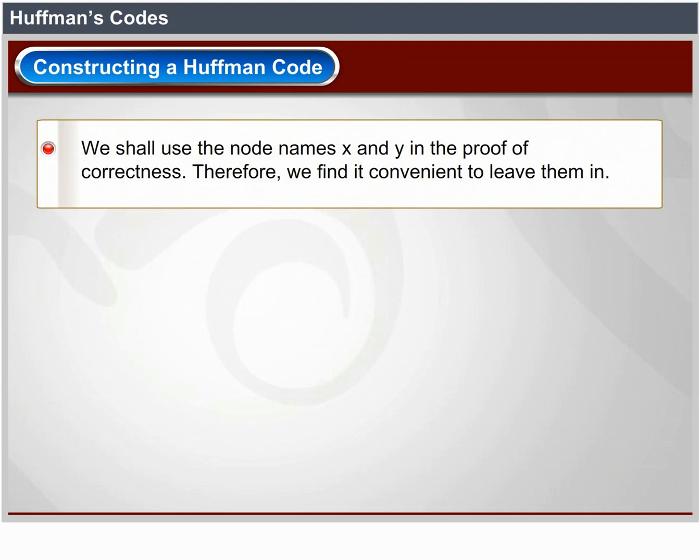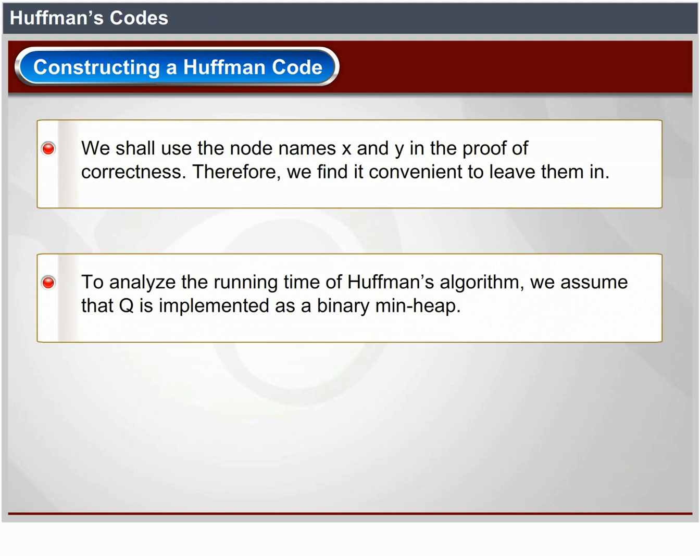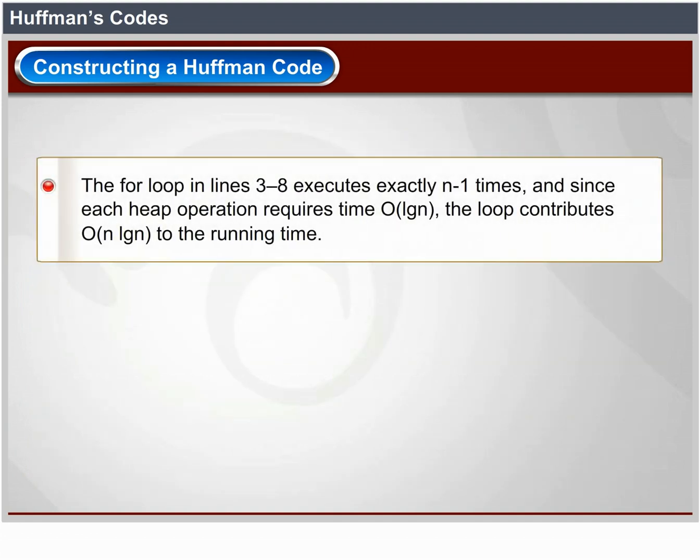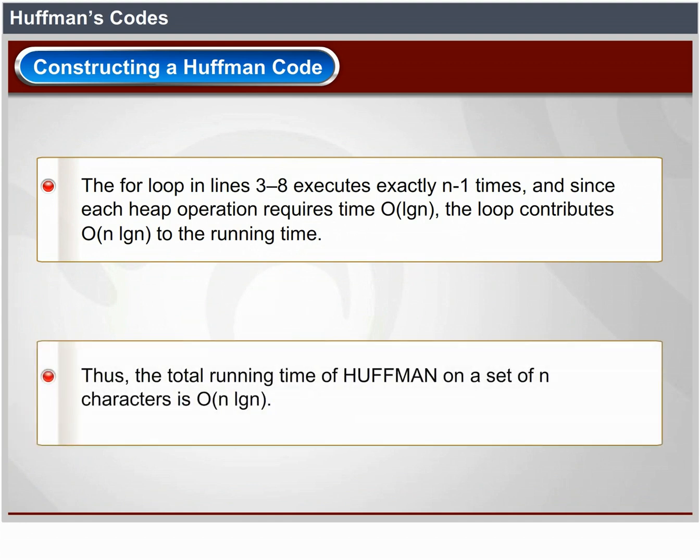To analyze the running time of Huffman's algorithm, we assume that Q is implemented as a binary min heap. For a set C of n characters, we can initialize Q in line 2 in O(n) time. The for loop in lines 3 to 8 executes exactly n-1 times, and since each heap operation requires time O(log n), the loop contributes O(n log n) to the running time. Thus, the total running time of Huffman on a set of n characters is O(n log n).